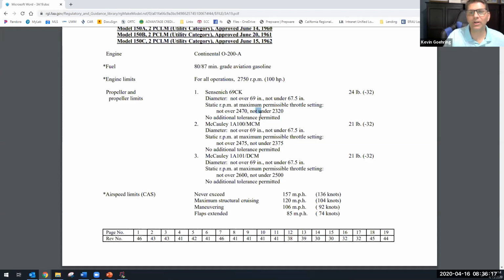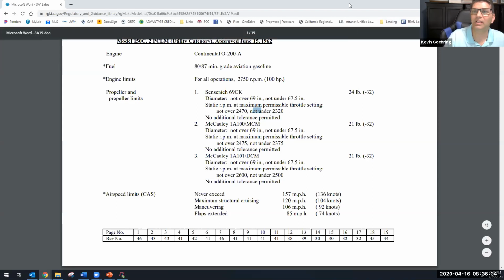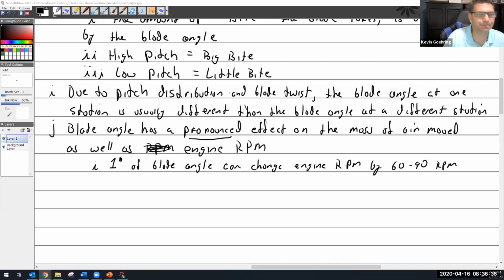This one here, we call it a climb prop. This one here, we call it a cruise prop. And this one here in the middle, we call it an all-around prop. This is really where most props come in. They're good at cruise and good at climb, but not perfect at either one. We're going to talk a lot more about that as we go.